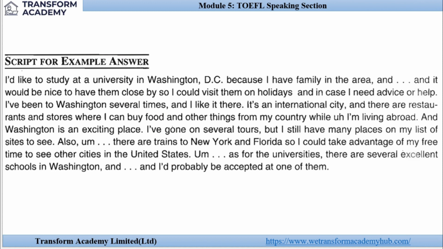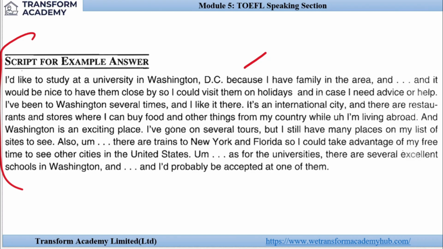Now, this is the script for an example answer. I'd like to study at a university in Washington, D.C. because I have family in the area and it would be nice to have them close by so I could visit them on holidays and in case I need advice or help. I've been to Washington several times and I like it there.